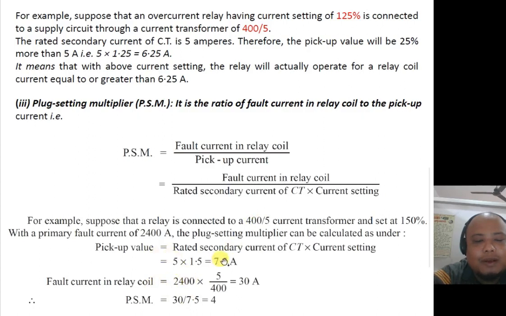So PSM will be the fault current divided by the pickup current, which is 4.